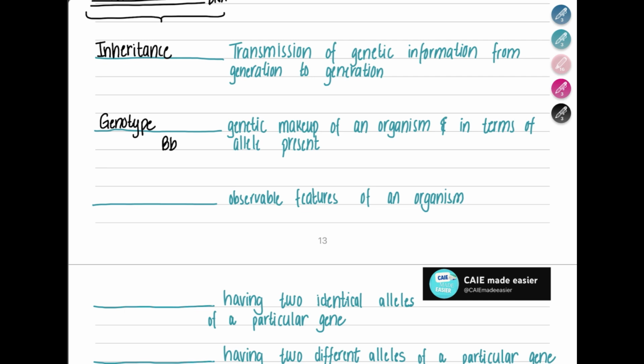Next, observable features of an organism. This is called a phenotype. You can see it. For example, we'll say the phenotype is black fur. Black fur would be the phenotype, and the genotype would be BB. This is how it's represented in terms of alleles, okay?